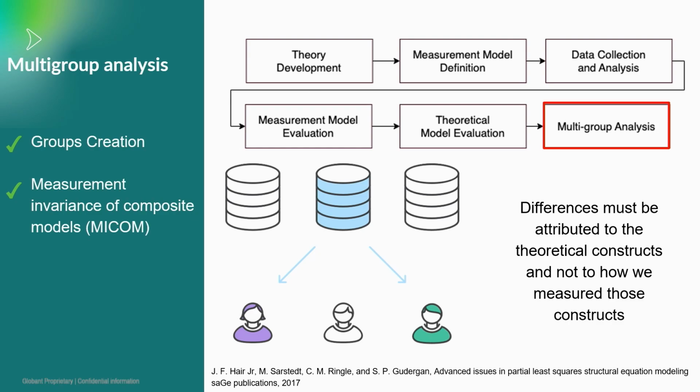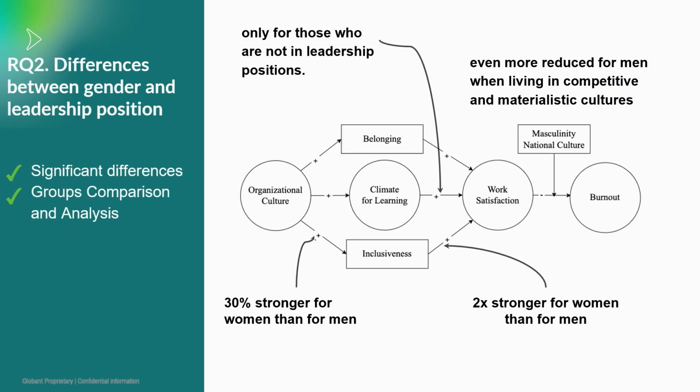So we created the groups and evaluated the invariance of composite models, so that the differences we see can be attributed to the theory instead of the constructs. We created the groups of men and women, because that was the data that we have, and those who are leaders and non-leaders. And these are the results. What do we do with the multi-group analysis? We can understand, doing parametric tests, the significant differences between the groups.